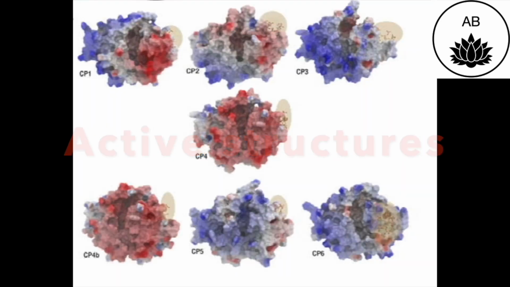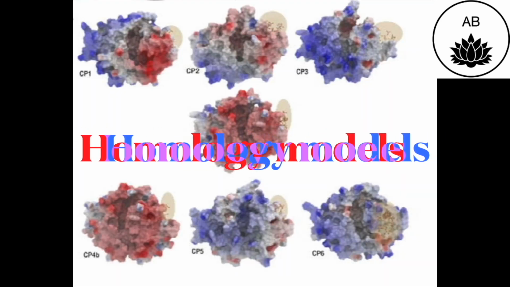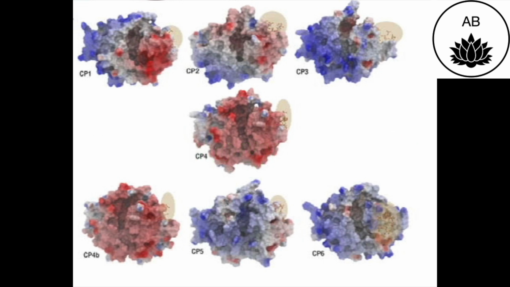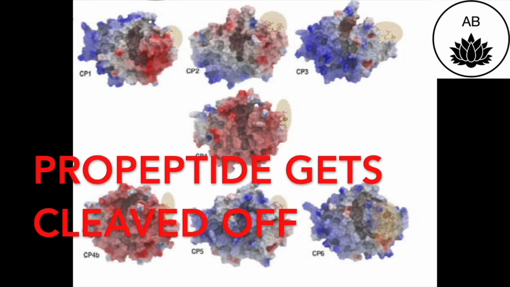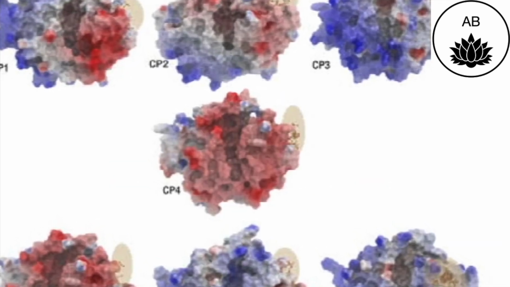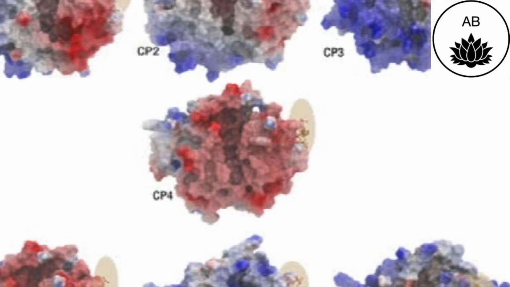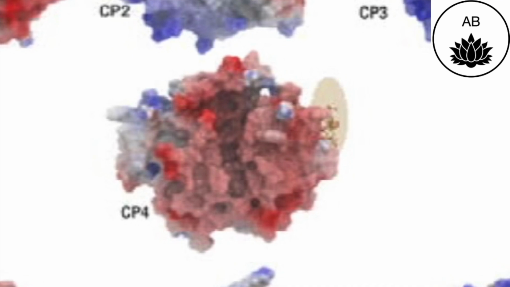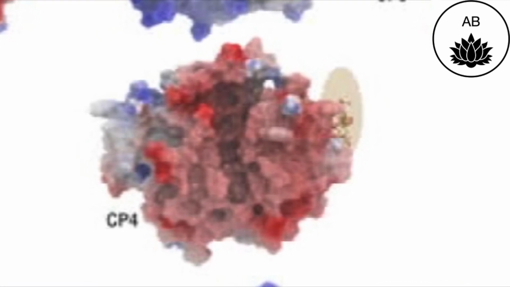Now take a look at these three-dimensional structures of CP1 to CP6. All of these proteins have the active site cysteine residue and they're enzymatically active only after the propeptide is removed. You see that cleft over here in the protein, a very clear cleft, that's the active site. And the propeptide, when it is present, blocks this active site.